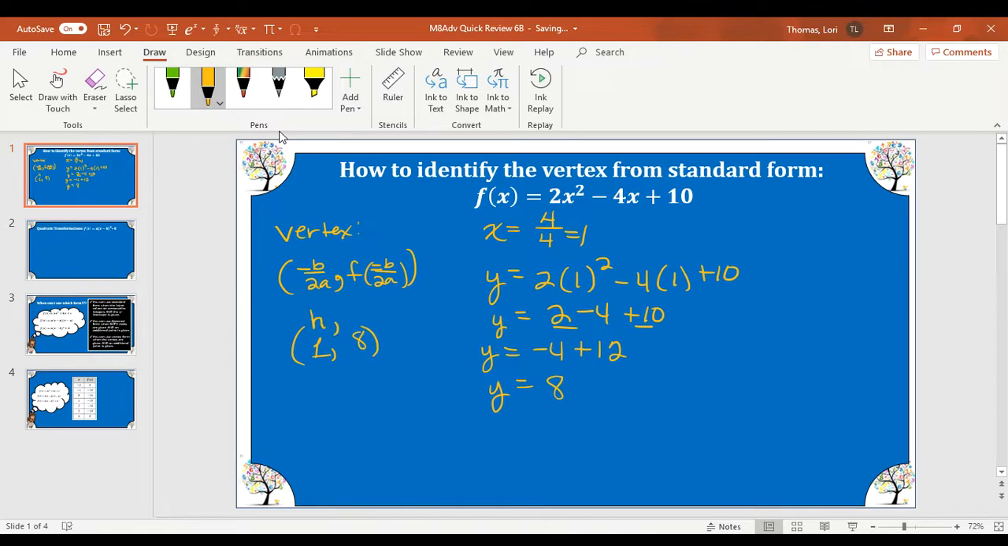In vertex form, that's the H and that's the K. My A value is 2. Your A value is the same in all three forms, so I could easily write this into vertex form. So my A is 2, then it's x minus your H value, and then plus your K value. So this would be vertex form.